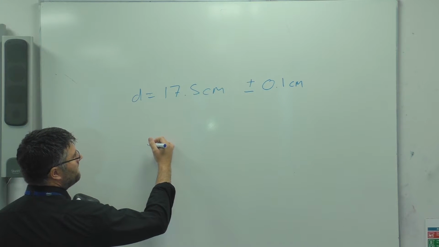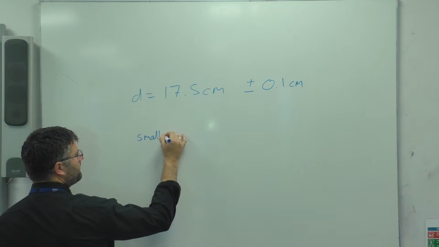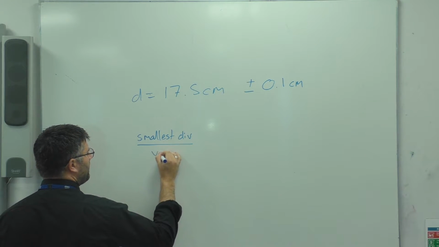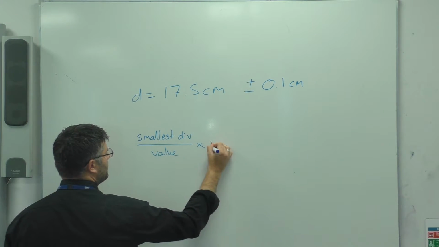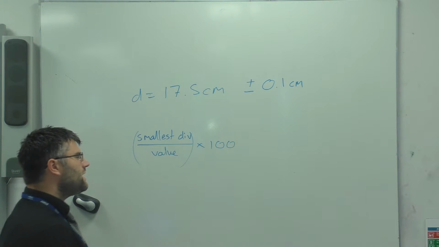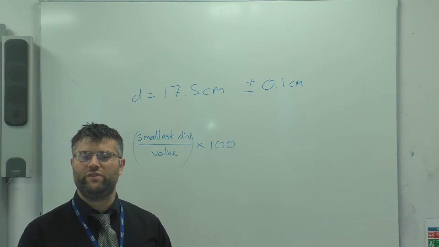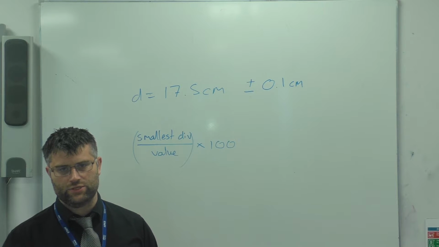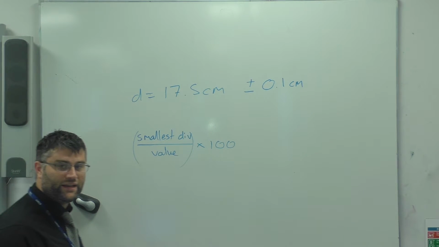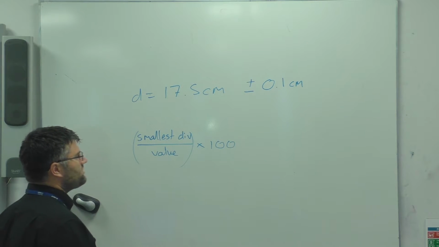So your basic percentage calculation looks something like this. It's the smallest division divided by the value, times by 100. Now I put that times 100 off to the side because when you times it by 100, you're moving it from a decimal into a percentage. And you might want to be able to convert between the two by timesing or dividing as need be. So smallest division divided by the value.